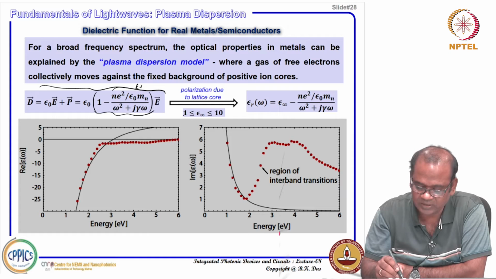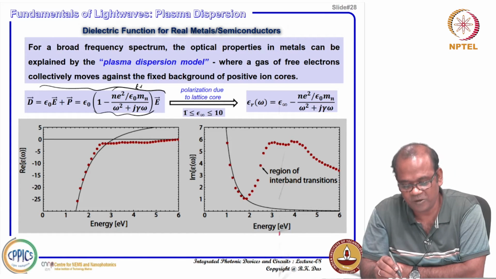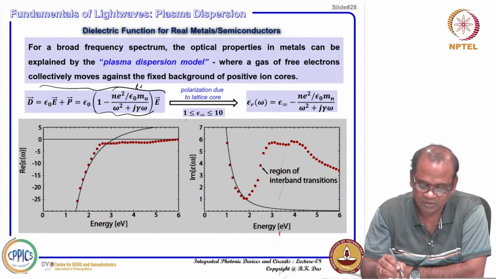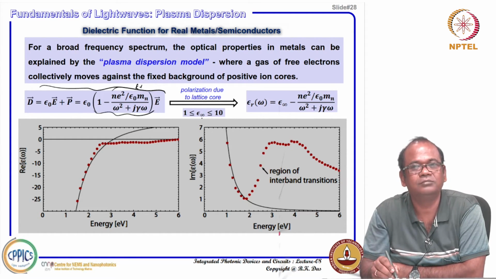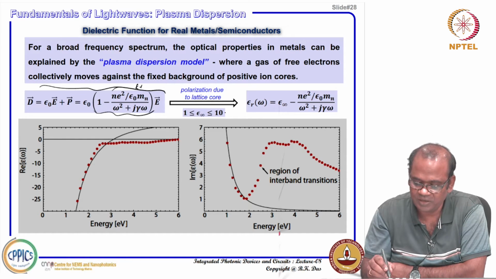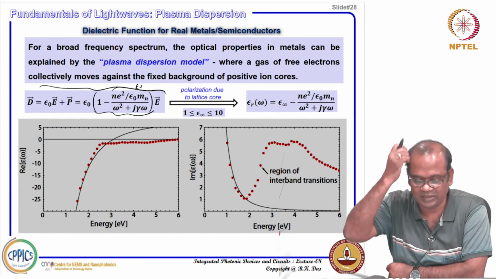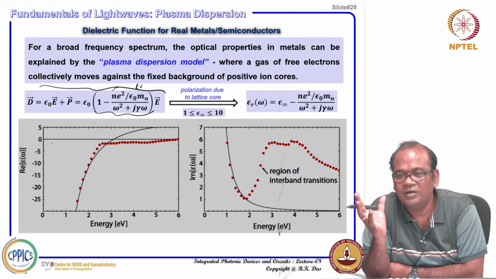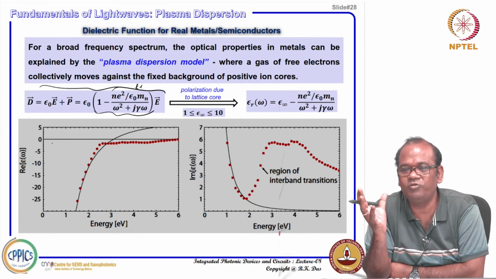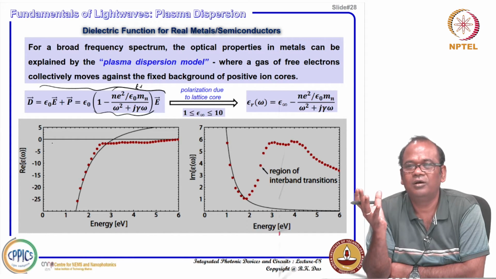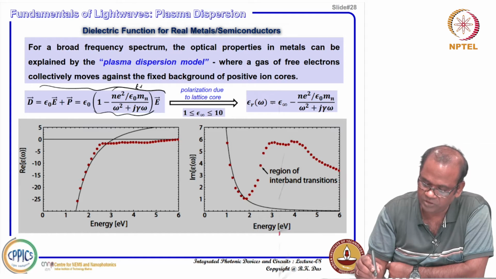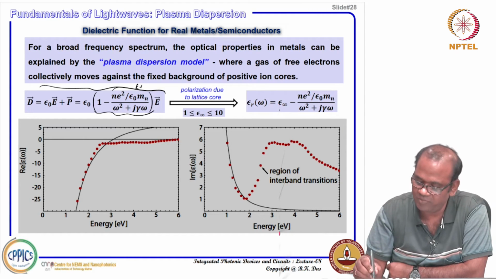And experimentally it is found that instead of 1 we have to add some value, the so-called epsilon infinity. Typically it is found to be between 1 and 10. It must be more than 1, because this is the additional dielectric constant contributed by the ion core. So, the expression can be modified like this.